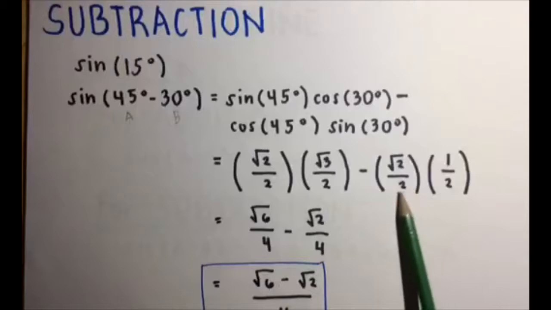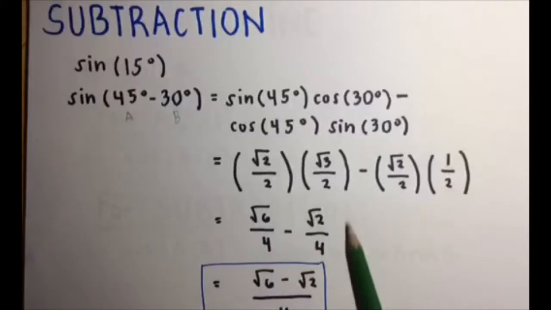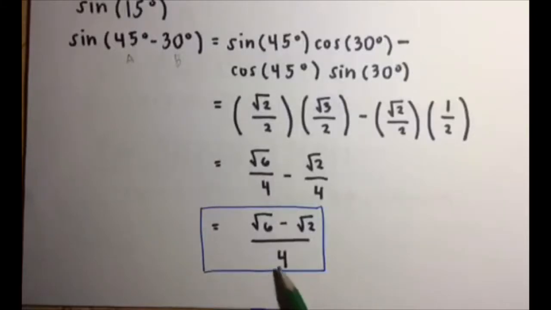The square root of 2 over 2 multiplied by 1/2 is equal to the square root of 2 over 4. So we need to write this as one fraction. Our final answer will be the square root of 6 minus the square root of 2, over 4.